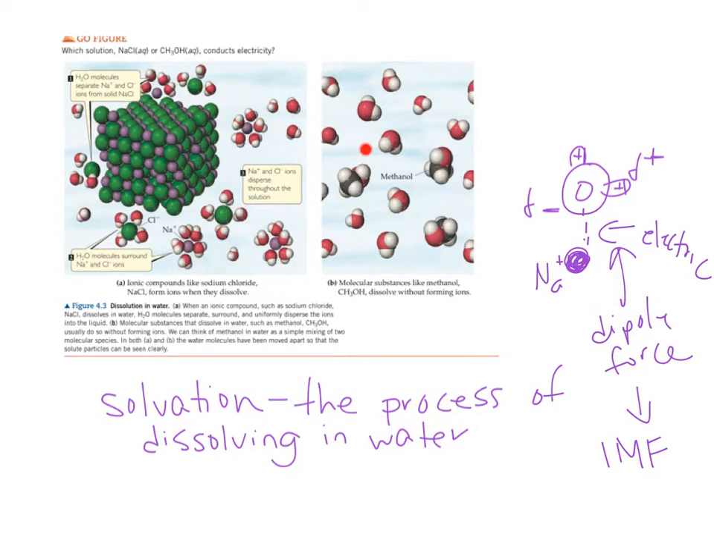On this side, we have a molecular substance. This gray and white thing is meant to be the molecular substance. It's methanol in this case, which is an alcohol. And it is dissolving, which means it's being attracted to, and there is an intermolecular force between, this methanol molecule and this water molecule.